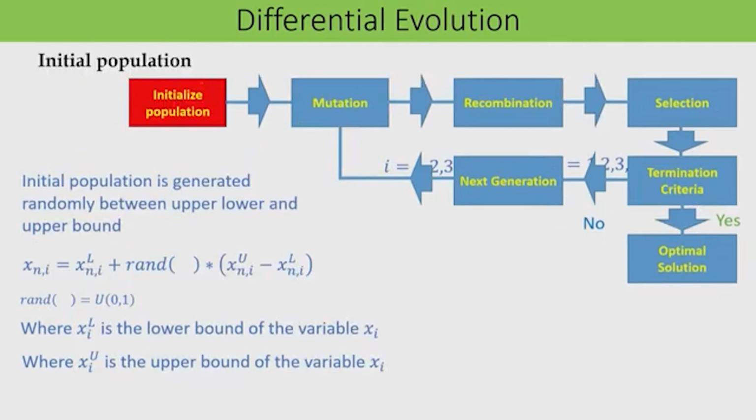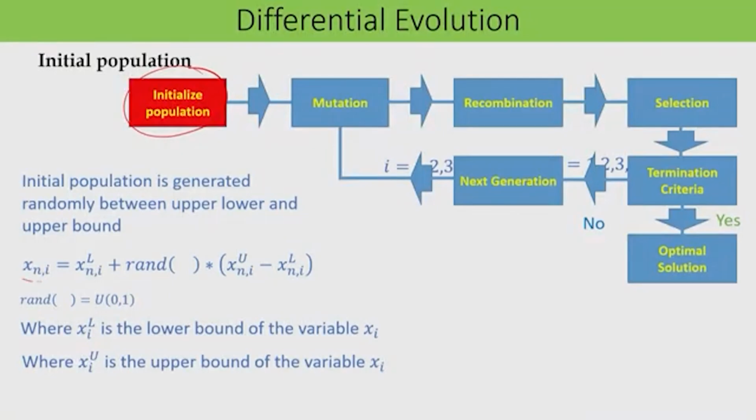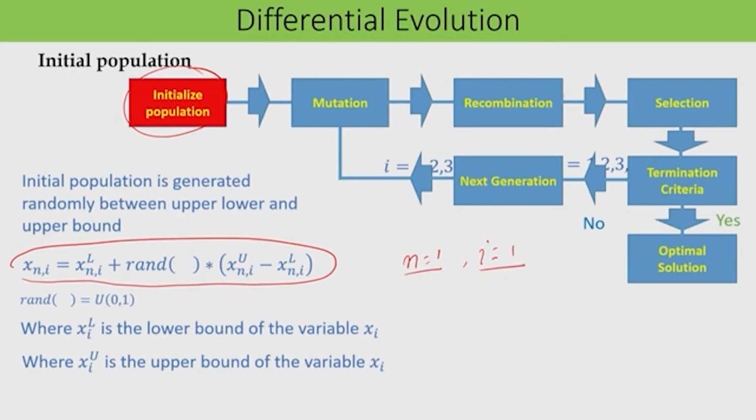Now, the first step is to initialize the population. I can create the initial solution using this equation. Suppose n equal to 1 and i equal to 1, that means for the first solution and first variable, I take the lower bound, x_i^l, then I generate a random number between 0 and 1, multiplied by the difference between the upper bound and lower bound of this particular variable. Then I am creating the first solution.